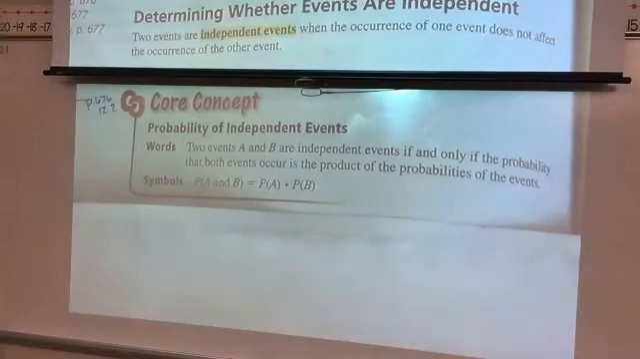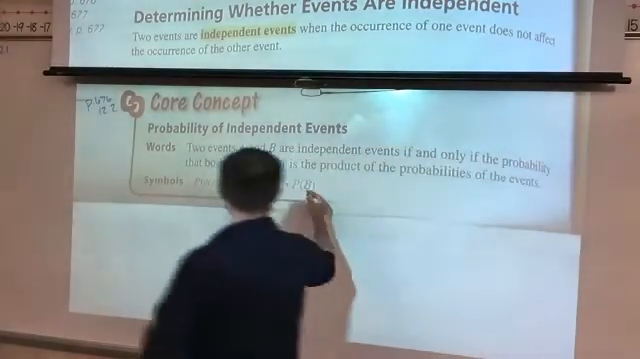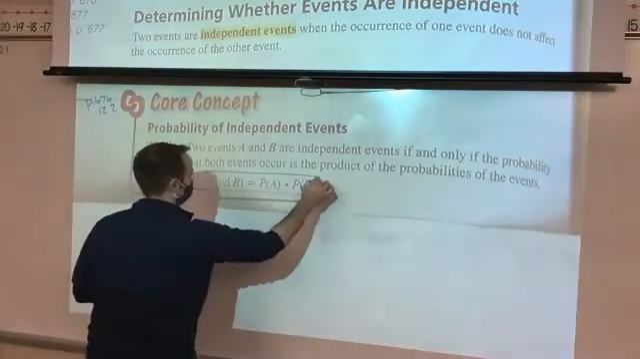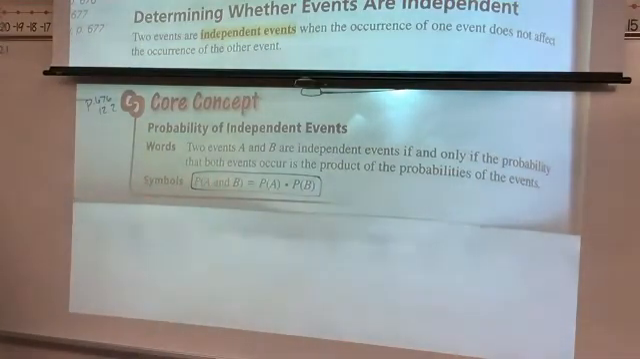The probability of independent events, you don't have to write all the words, just the symbols are fine here. To find the probability of independent events, all we have to do is multiply those two probabilities together. So find the probability of the first thing happening, find the probability of the second thing happening, and multiply them together. That's going to give us the probability that both of them happen.